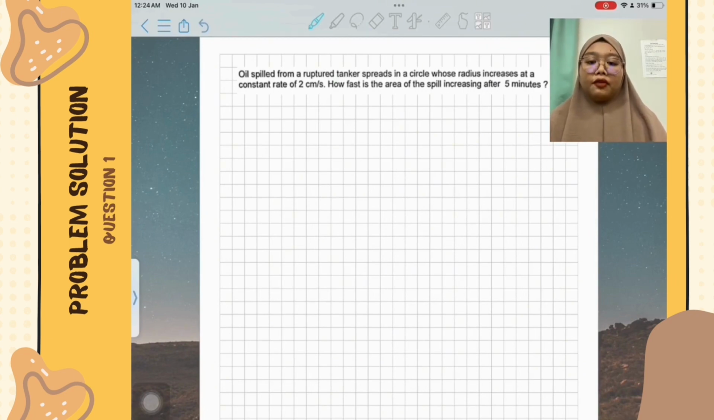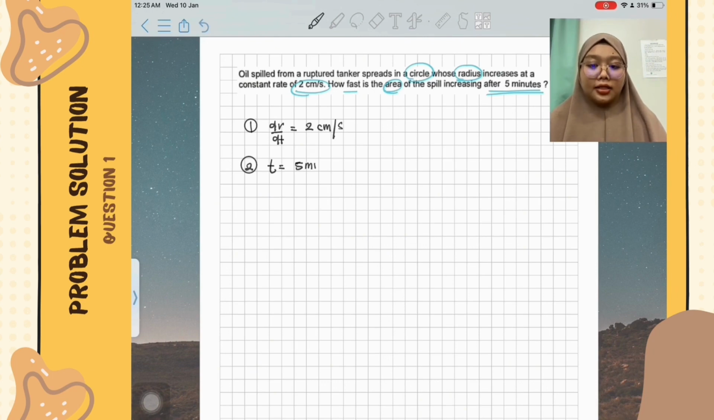So step number 1, we have to highlight the important information given in this question, which is circle, radius, and 2 cm per second. And lastly, this question wants us to find how fast the area of the spill is increasing after 5 minutes. So number 1, we can define our dr/dt as equal to 2 cm per second, and number 2, our t is equal to 5 minutes. In this question, we have to find dA/dt, and we can also create our formula, which is dA/dt equals dr/dt times dA/dr.